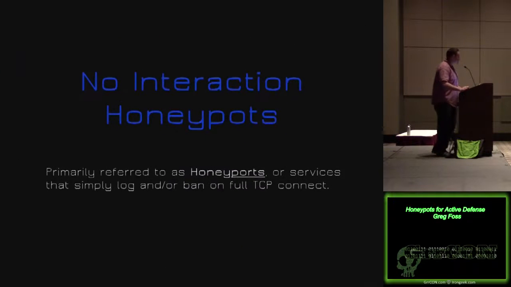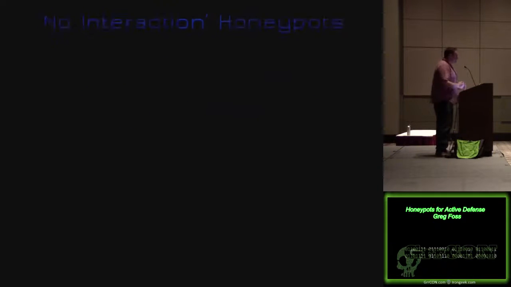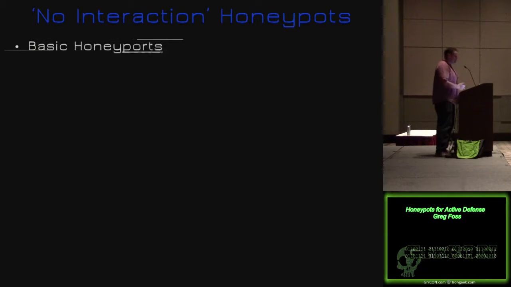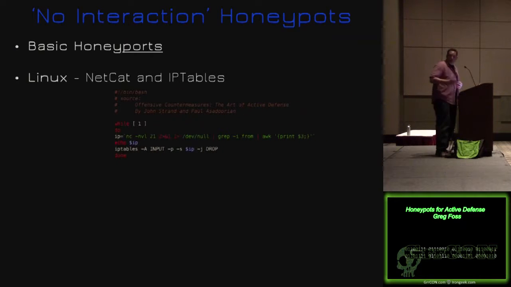So first, let's take a look at no interaction honeypots. No interaction honeypots, or honeyports, are very easy to configure. This example here is just a Linux honeyport, and all it really is is netcat and iptables. Just a couple lines of bash. You can download the script from The Art of Active Defense, Offensive Countermeasures. It's a book by Strand, Asadoorian, and Jahn. They have it in the book. It's also on the ADHD CD.